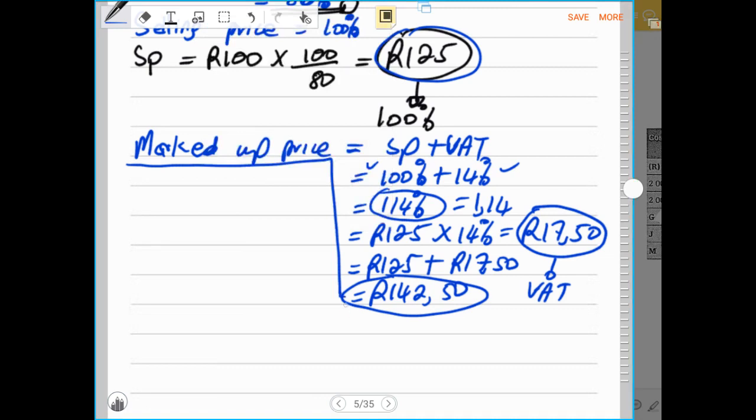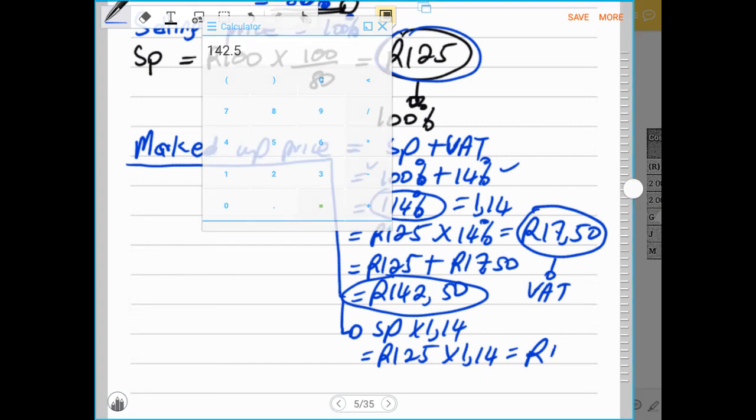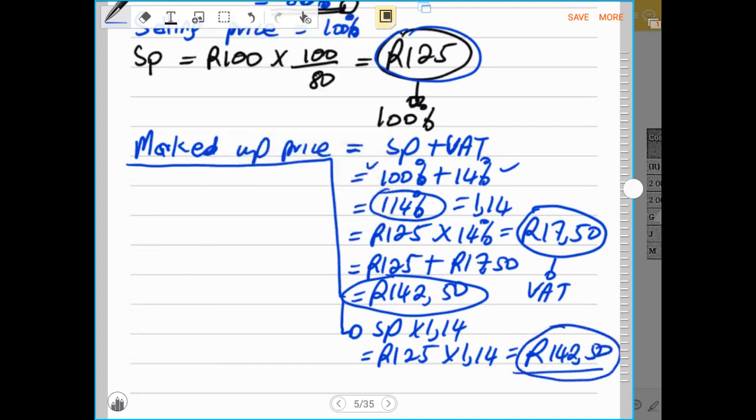Meaning our marked up price could also have been calculated by saying selling price times 1.14. Therefore now it will be selling price of 125 times 1.14. Then this will give us the same 142 rand 50 cents. So now either way you calculate, either you use the decimals or you use the percentages where you add after, it doesn't matter. But what is important is for you to understand the theory behind.